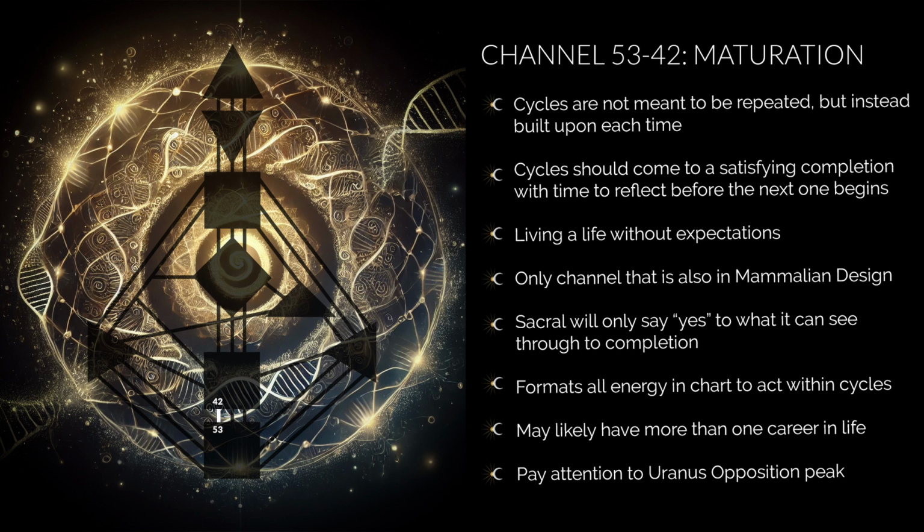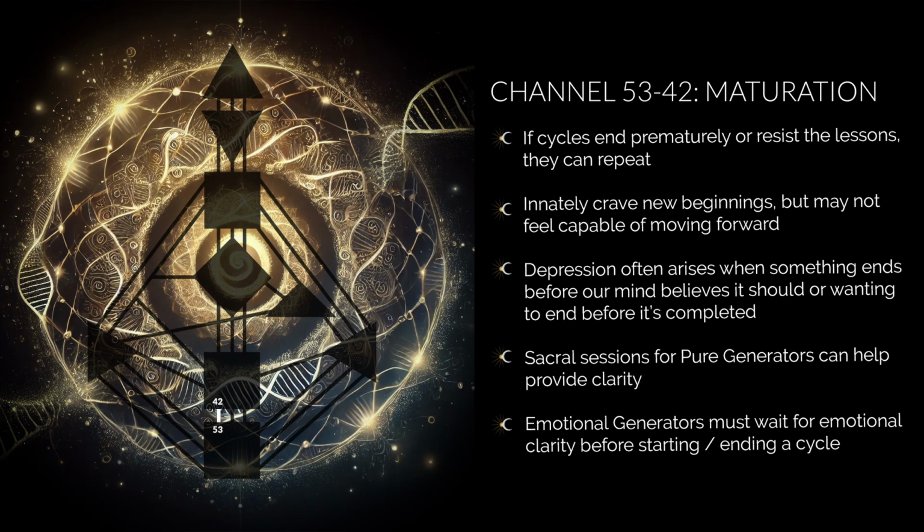Now, cycles can vary in length. The longest, of course, is your life, as life itself is a cycle. And this is why this is the only format channel connected to mammalian design, as all mammals experience life cycles, including reproduction. As for other cycles, they may span decades, years, months, days, or just even a few minutes. One thing you'll want to pay attention to is the timing of your Uranus opposition, which is the midpoint of your life cycle. For many with this channel, this point is significant, as often it results in a change of career as your nodes shift from south to north. So most people with the channel of maturation tend to have two types of careers within their life.